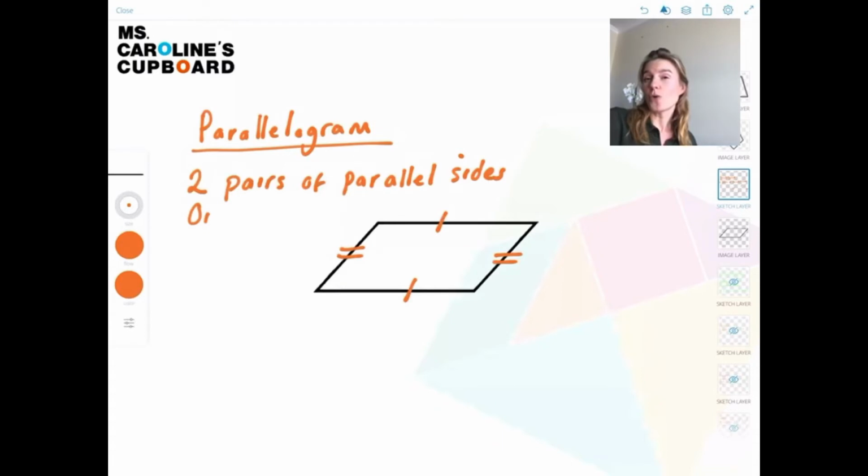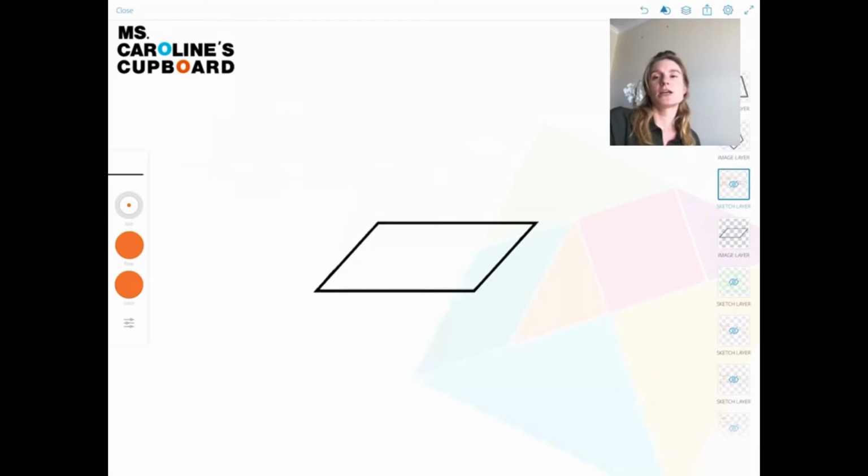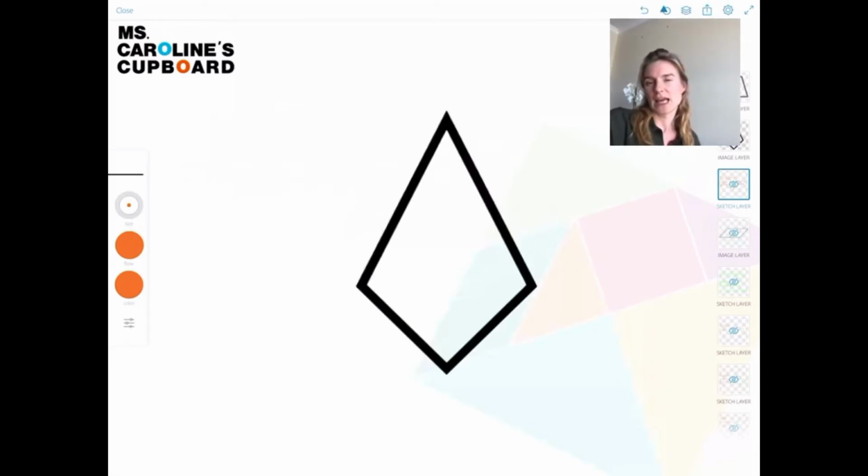But they're not all the same length, are they? They're not all the same length. The opposite sides are of equal length. So the top and bottom are the same length, and the 2 sides are the same length, but they're not all the same length as each other like a rhombus. So we have to make sure we remember the difference between the rhombus and the parallelogram.